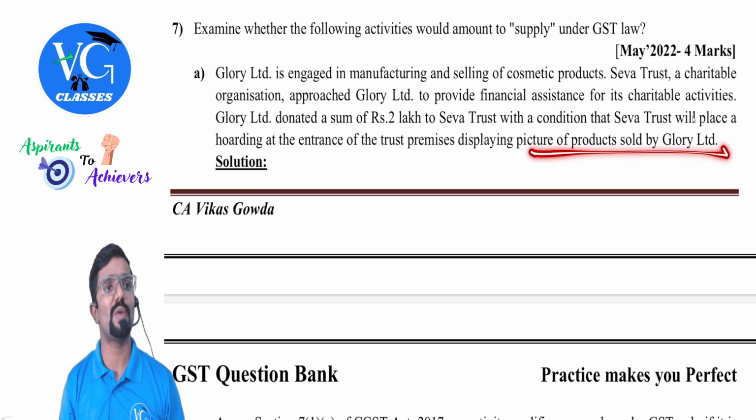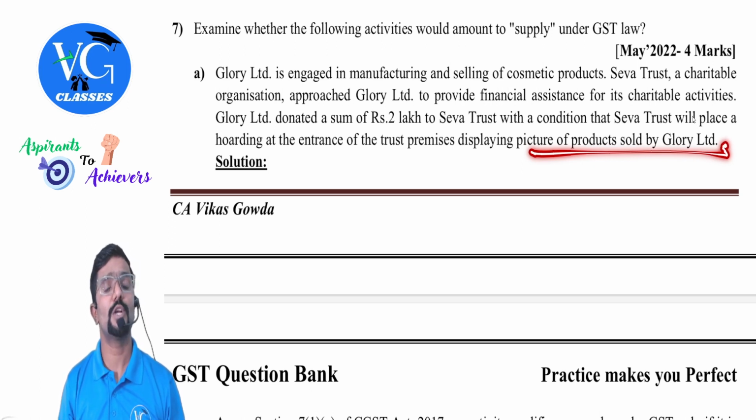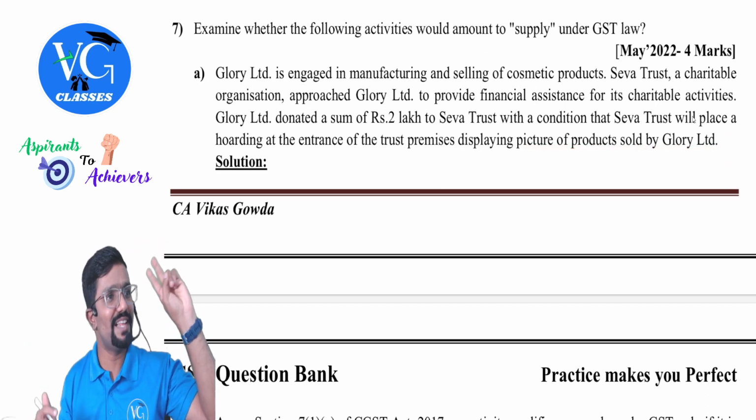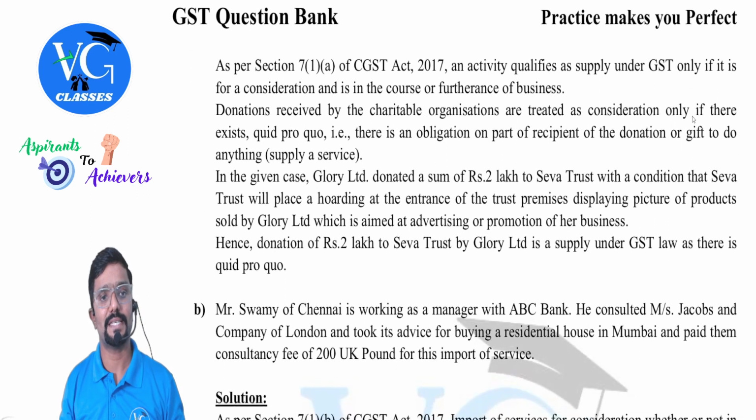Yes. Supply of what? Advertising service. Who is supplying it? The charitable institution. To whom? To Glory. So for that, how much is Glory Limited paying? 2 lakh. So for advertising service, it is like giving 2 lakh. So value of supply would be 2 lakh, guys, in that case.